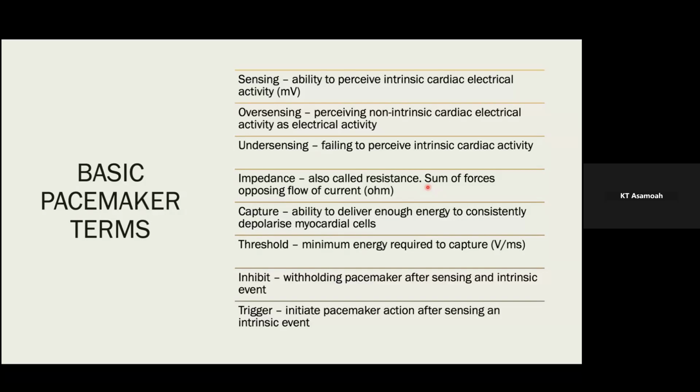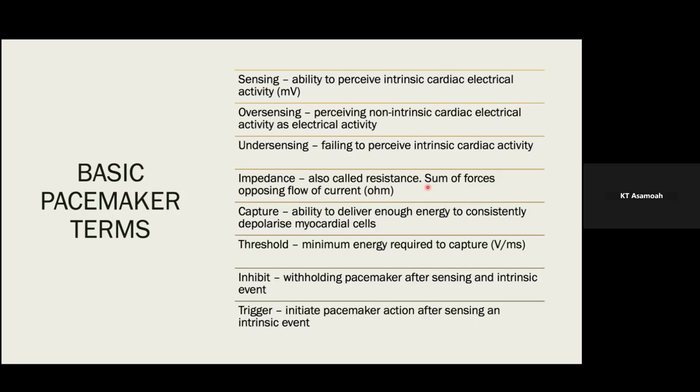So then, for example, if all you need is 2 volts per millisecond to capture the ventricle, you may still be able to get that capture when you are doing 8 volts per millisecond. But the threshold, which is the point at which capture begins, is what we call the threshold. That's the minimum energy.